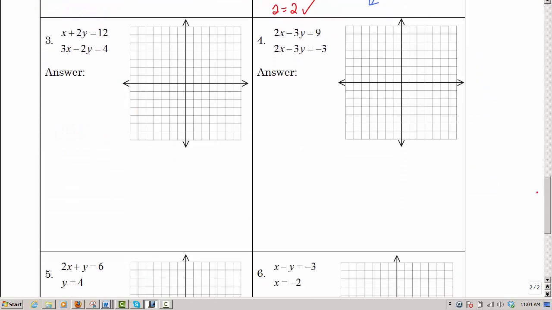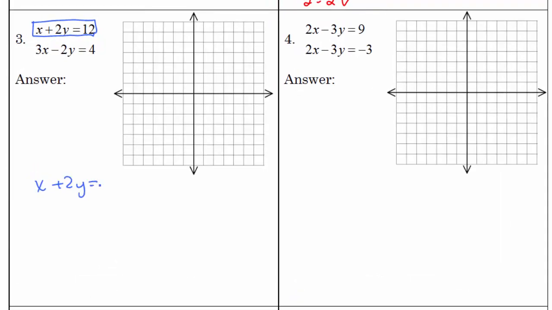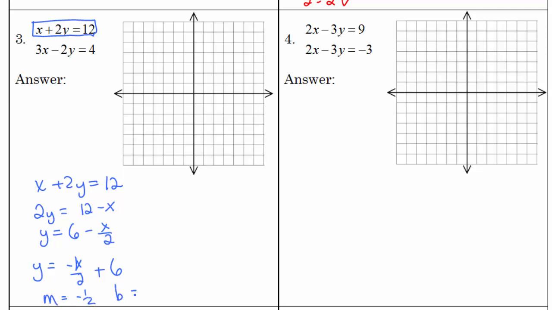Let's look at these two. These are not solved for y. So again, I could use a table of values, intercepts, but I think I'm going to solve this for y. So I've given myself a little extra room here. So I'm going to subtract x. I'm going to divide by 2. I'm going to rearrange it. And remember, that's a 1. So my slope is negative 1/2 and my b is 6. Remember, we do b on the y-axis, and then I'm going to go down 1 and over 2.